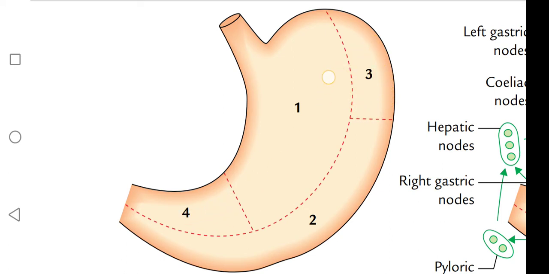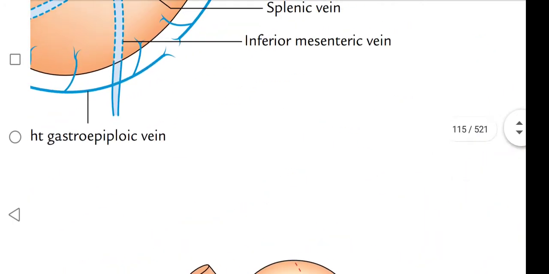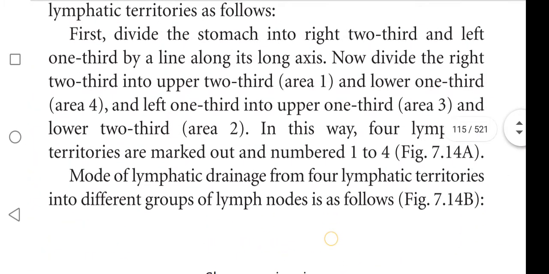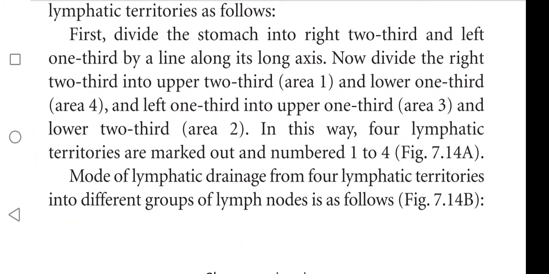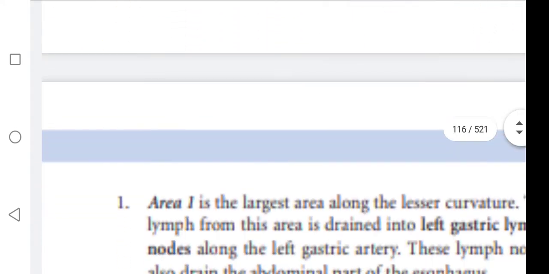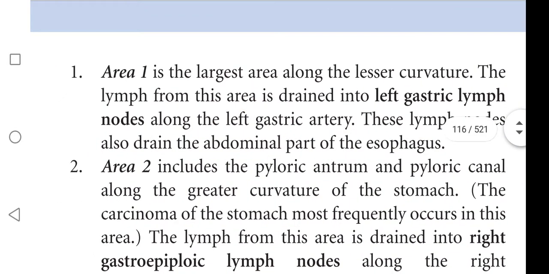Clear, guys? In this way, 4 lymphatic territories are marked out and numbered 1 to 4. Most of the lymphatic drainage from these 4 lymphatic territories into different groups of lymph nodes is as follows. We see one by one.